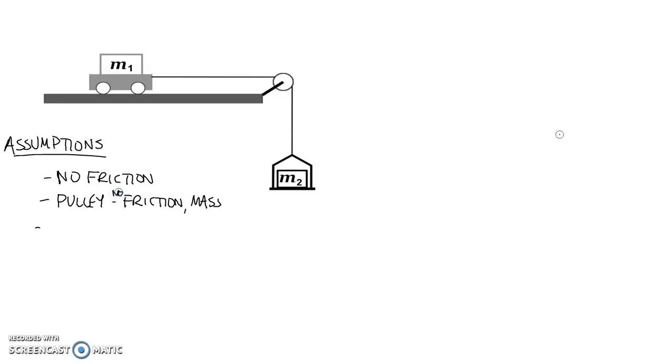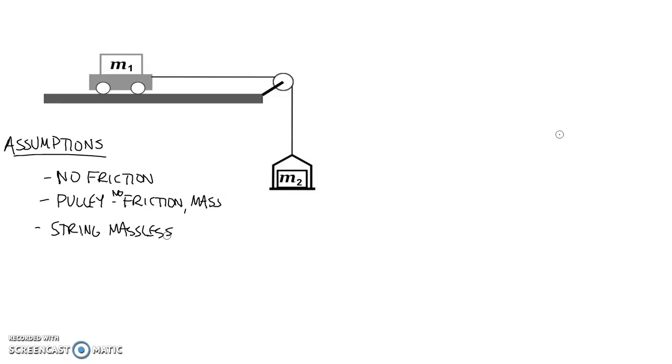And then finally we assume that the string is massless, which also doesn't really make sense in the real world, but we assume these things because if they weren't true, each little thing would make this problem a little bit more complicated. So we're just simplifying things to make sure that we understand them.